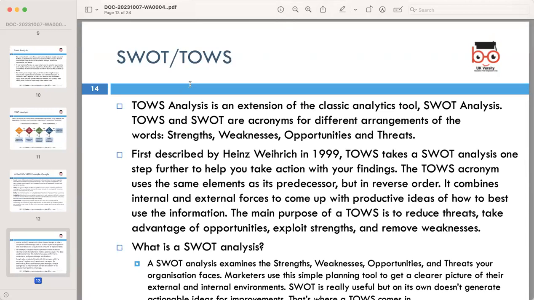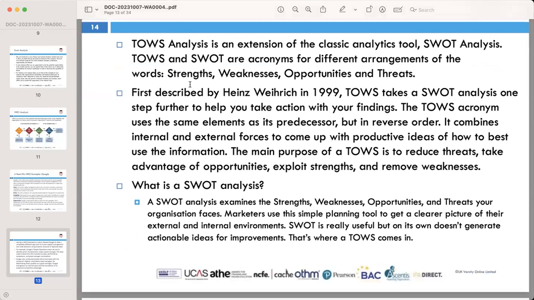So by reversing the order of SWOT to TOWS, it helps organizations develop strategies based on their analysis. These tools provide valuable insights into strategic planning, helping organizations make informed decisions.